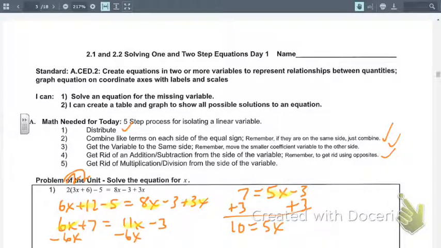So we're good there. And then get rid of multiplication and division from the side of the variable. So we're going to divide both sides by 5. So 10 divided by 5 is 2. So 2 equals x. And there you have it. We solved for x. Now, when we're doing this problem, we used all 5. Just so you know, that's not always the case. You may use 3 of the 5, 2 of the 5. Just make sure you go through this in the proper sequence.